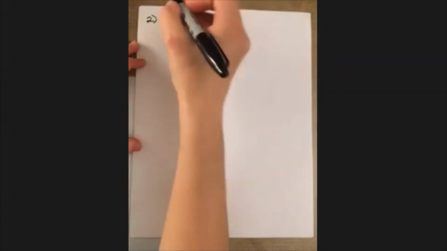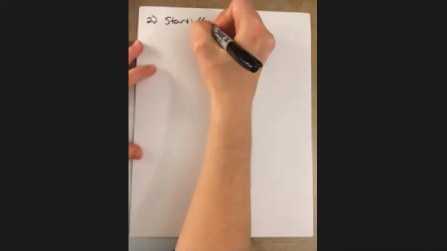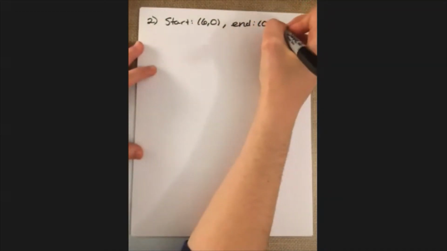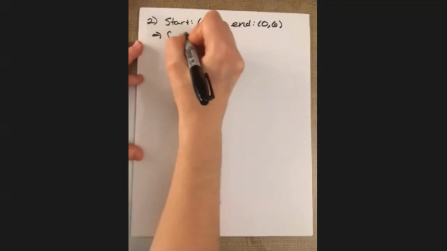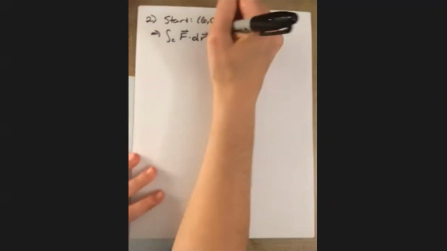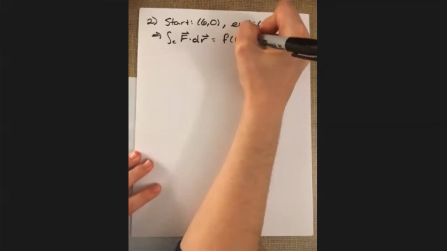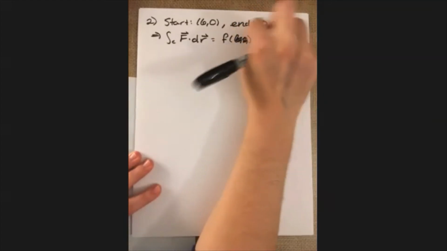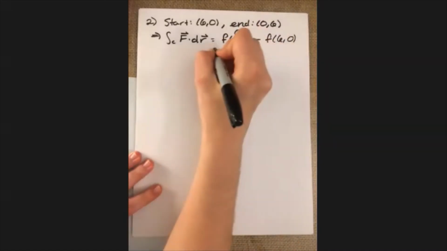So for this one, we already know that our starting point, we're given that it is 6, 0, and our endpoint is 0, 6. So applying our fundamental theorem of line integrals, the integral of f dot dr is equal to little f evaluated at 6, 0 minus, oh, nope, I got that backwards. F evaluated at the end, that's 0, 6, and then minus f evaluated at 6, 0.